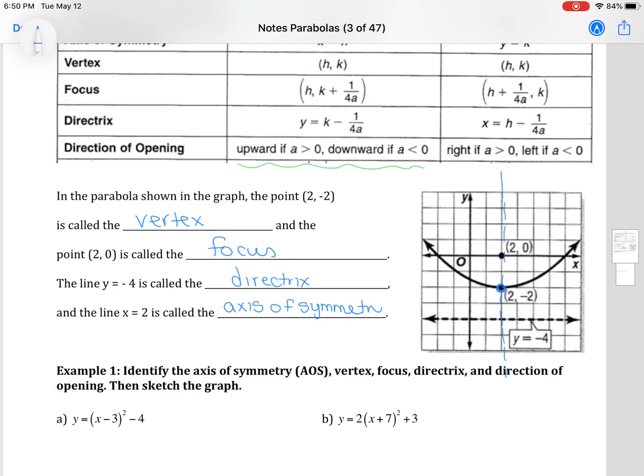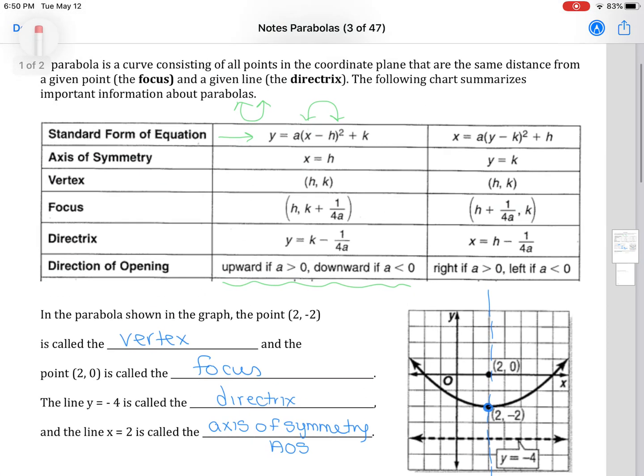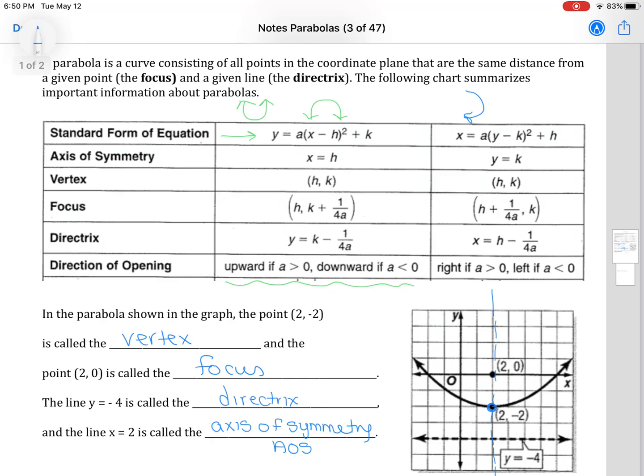What you're going to be doing is you're going to abbreviate this AOS. So you do not need to write the whole entire thing out. So that is if it opens up or down. Now the flip of that is if we flip the direction. So now we're going to open left or right, which means we have a sideways parabola going this way.